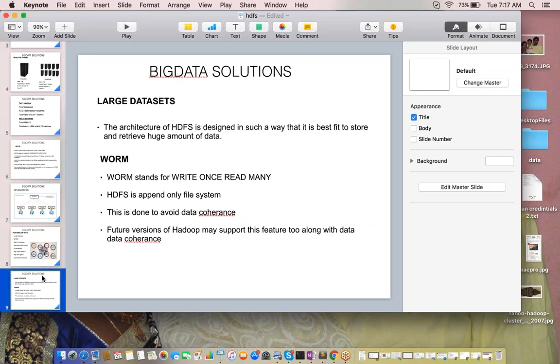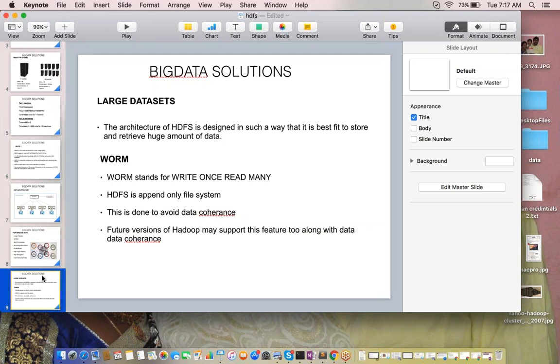What is Hadoop meant for? Large files. Hadoop is meant for big data. Hadoop is not meant for small files. Why is it so? I will explain in another slide. Remember this question: why is Hadoop not meant for small files?